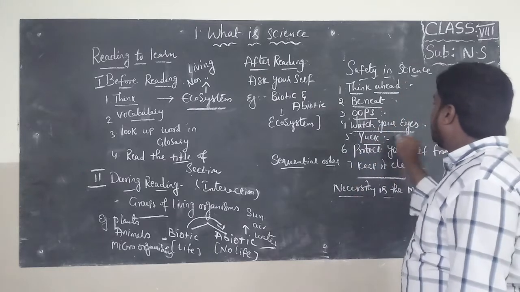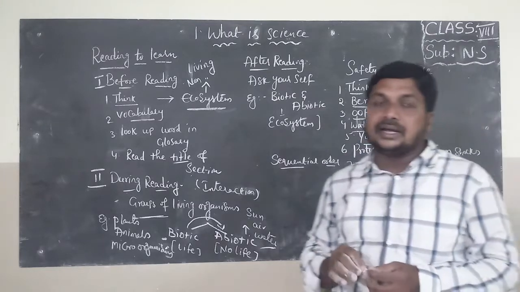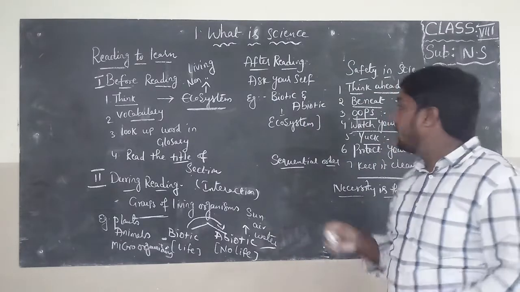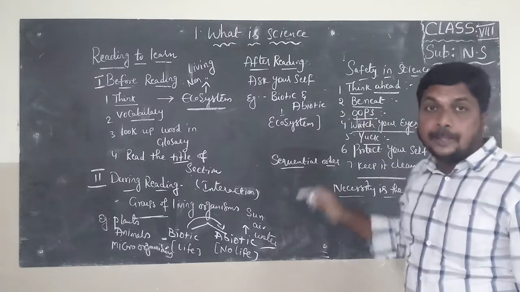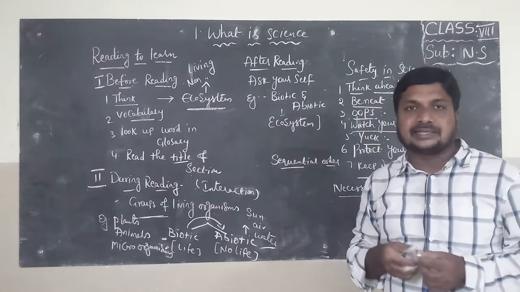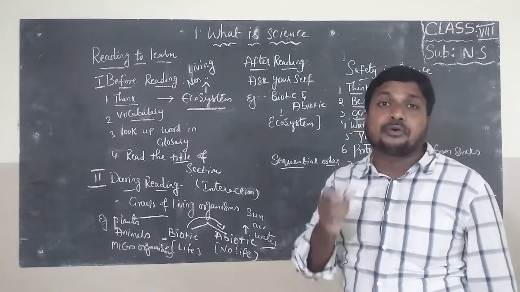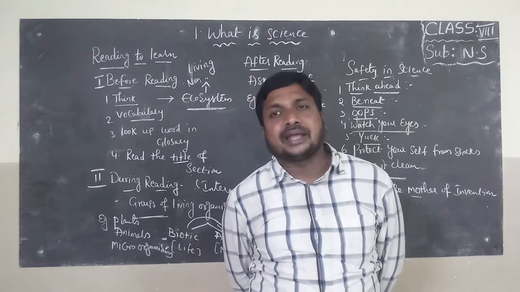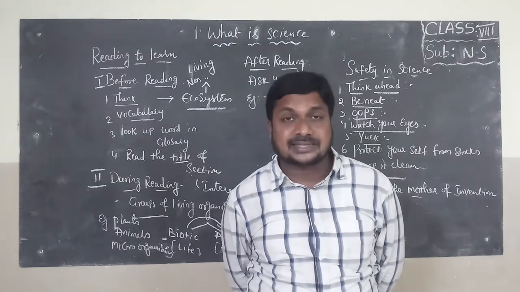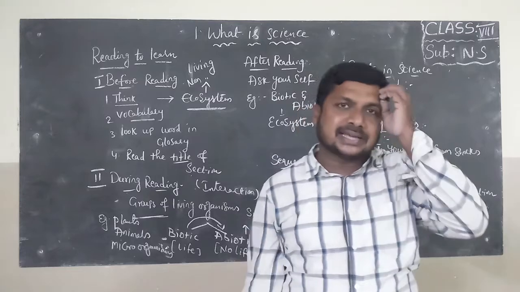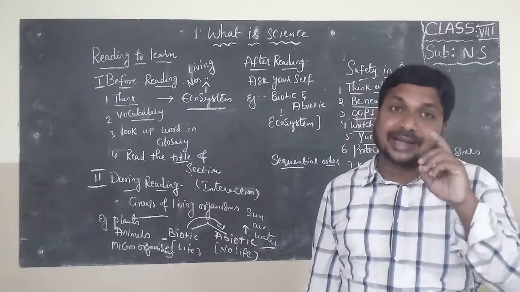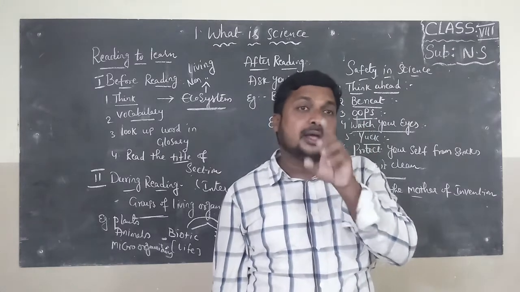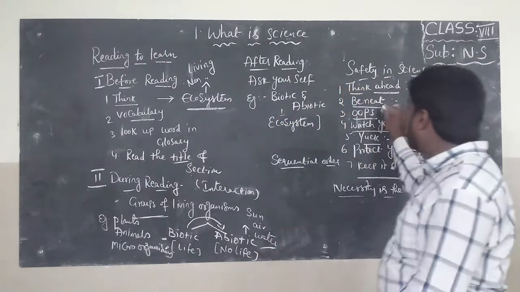Next one is oops. Oops means if any breakage occurs, you have to tell your teacher or lab in charge carefully. At the time of doing experiments with test tubes, flasks or beakers, if any breakage occurs, you have to tell your class teacher, your science teacher, or your lab in charge in a proper way. That is oops.